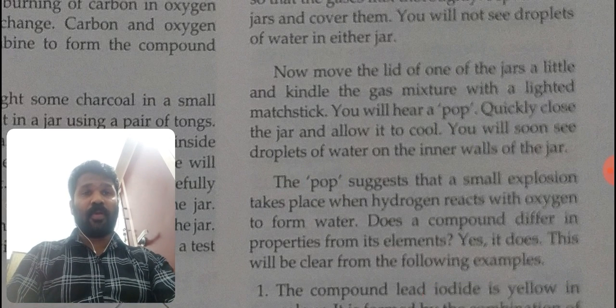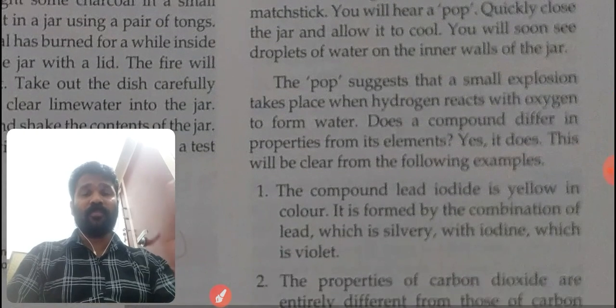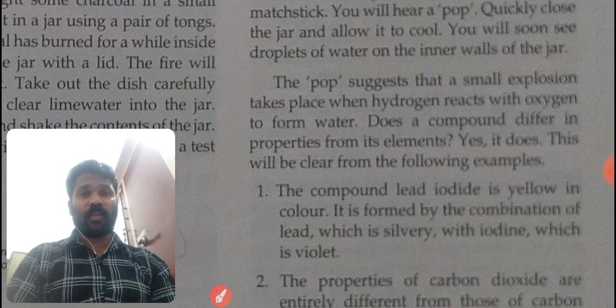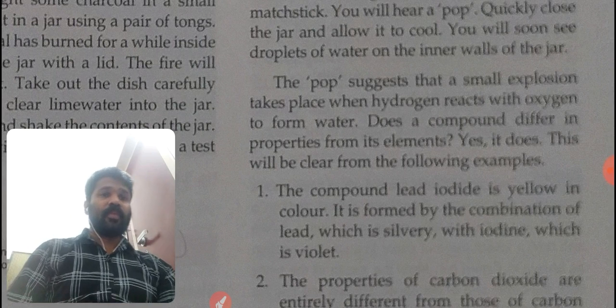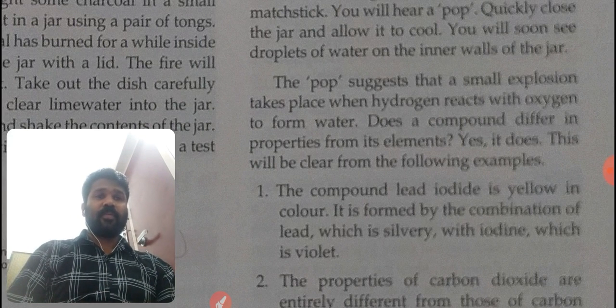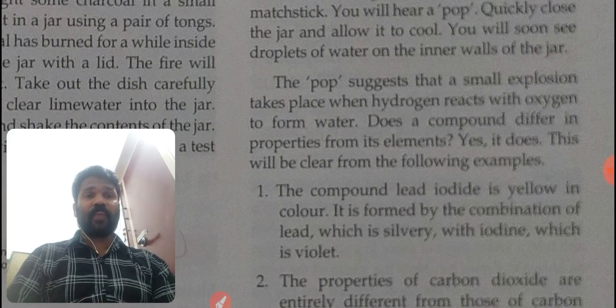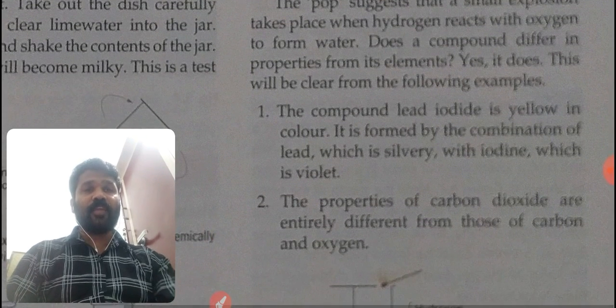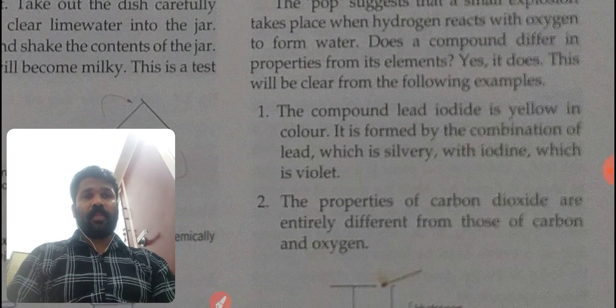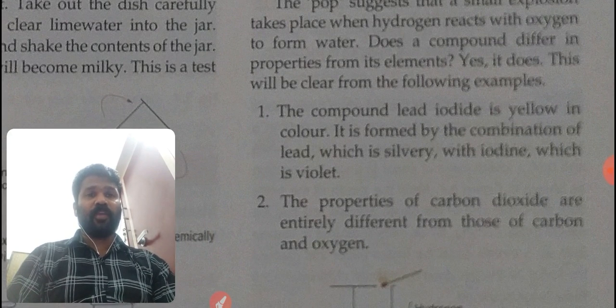Does a compound differ in properties from its elements? Does water differ from its constituent elements? Yes, it does. This will be clear from the following examples. The compound lead iodide is yellow in color. It is formed by the combination of lead, which is silvery, with iodine, which is violet.